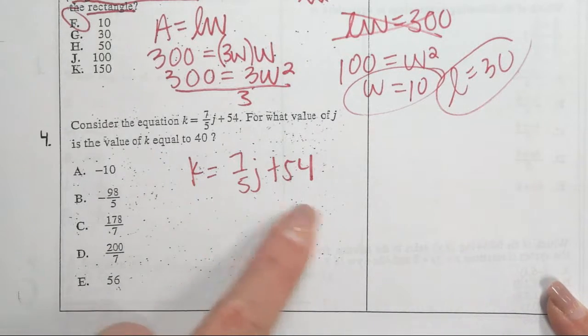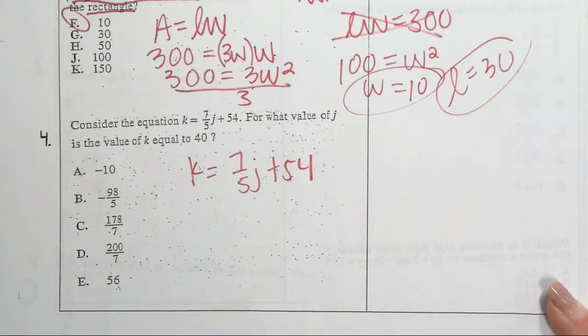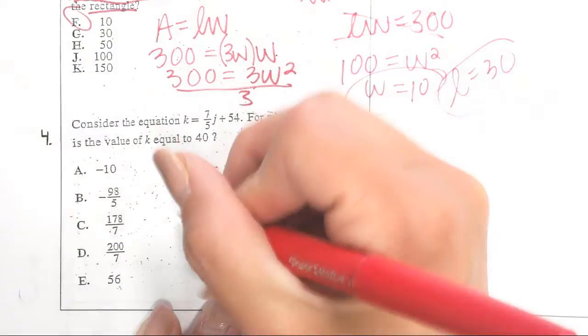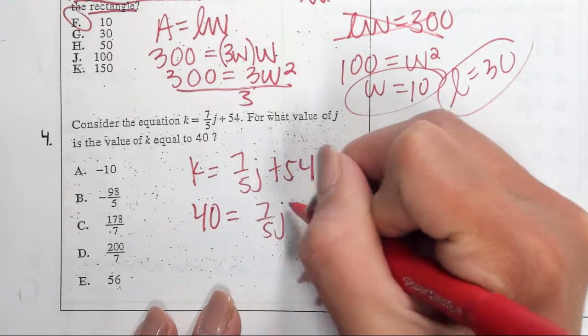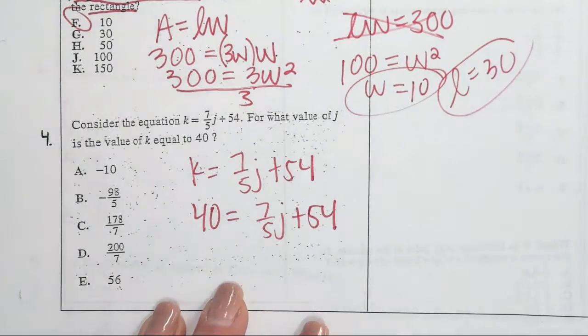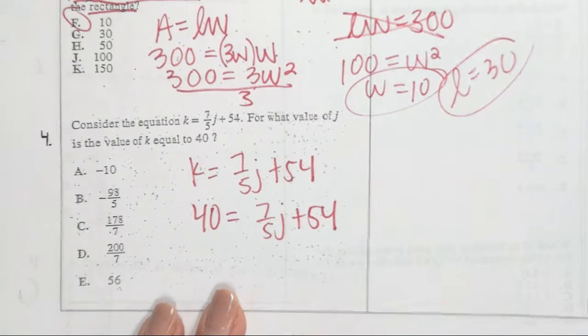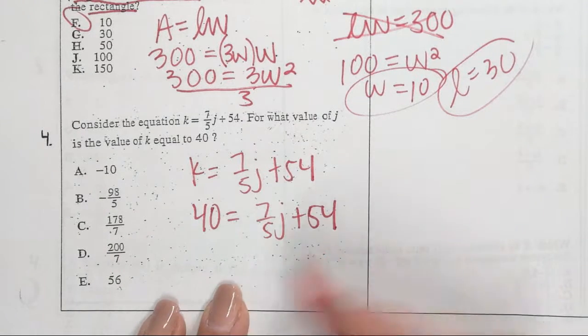Okay, so you just plugged in 40 for k and just solve the equation. We could also do, once we plug in 40 for k, can we just plug in? Yeah, you could just plug in numbers for j. Which one's going to be quicker?